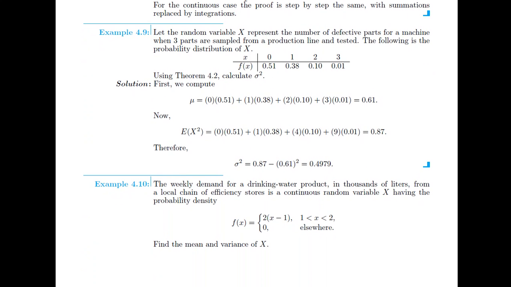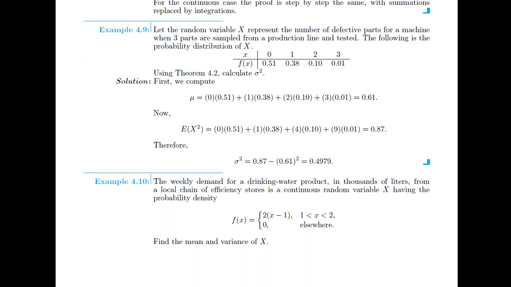Example: let the random variable x represent the number of defective parts for a machine when 3 parts are sampled from a production line and tested. The following is the probability distribution of x, as in the following table. Using theorem 4.2, calculate sigma square.